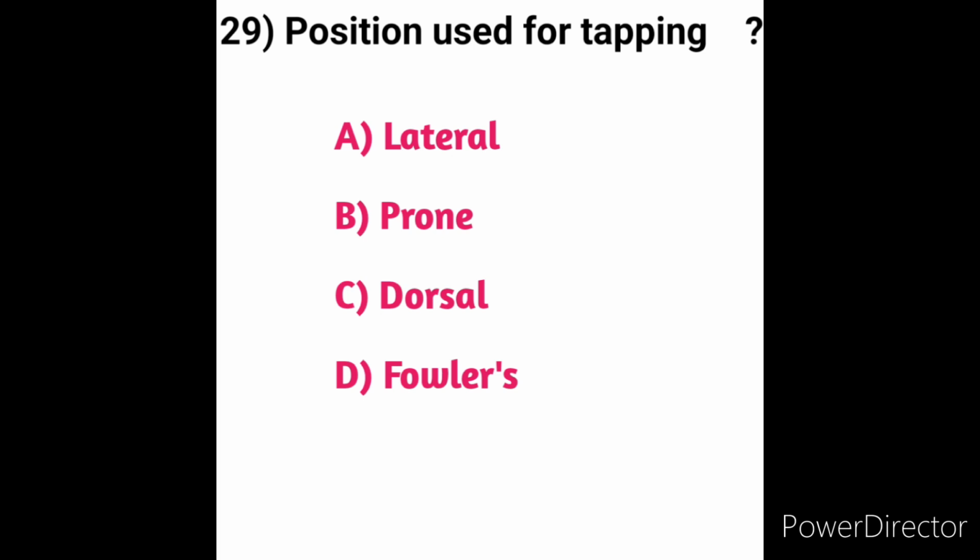The preferred tapping point location is either side of the horizontal line, but can be at any other position within 45 degrees on both sides of the horizontal line. So here in these options, option D Fowler's position is the correct answer. Position used for tapping is Fowler's position. Next we will move on to question number 30.